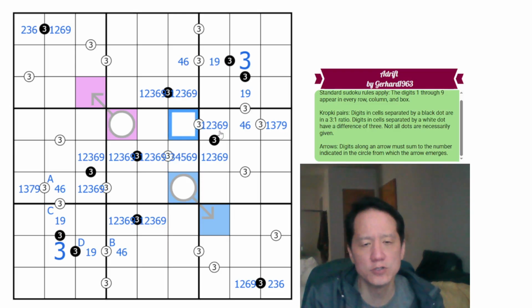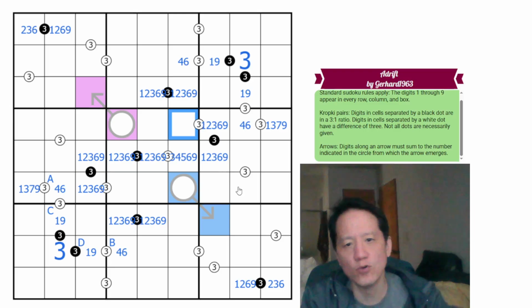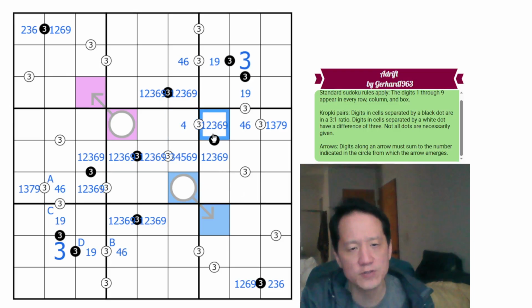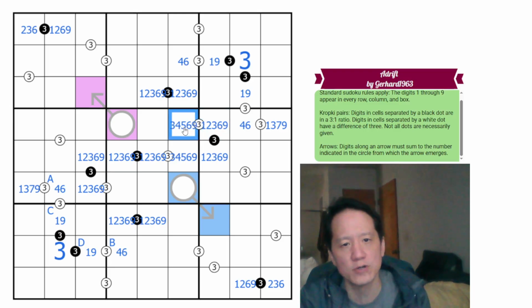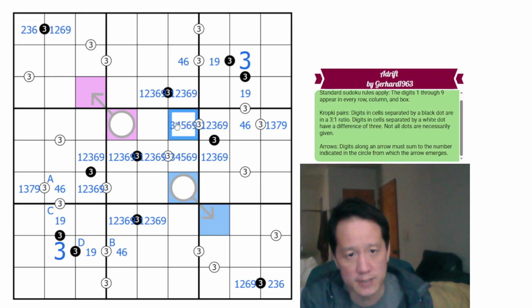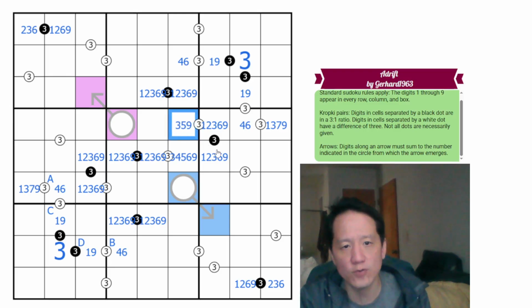Okay, so this is 1, 2, 3, 6, and 9. Similarly, if it's 3 away from 1, it's 4. If it's 3 away from 2, this has to be 5. If it's 3 away from 3, this is 6. If it's 3 away from 6, it's 3 or 9. And if it's 3 away from 9, it's 3, 6. And again, this cannot be 4 or 6.